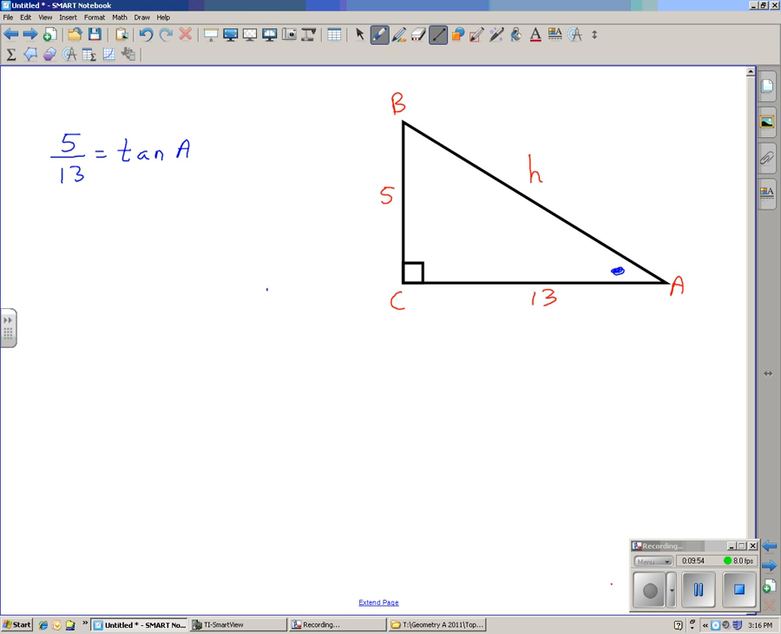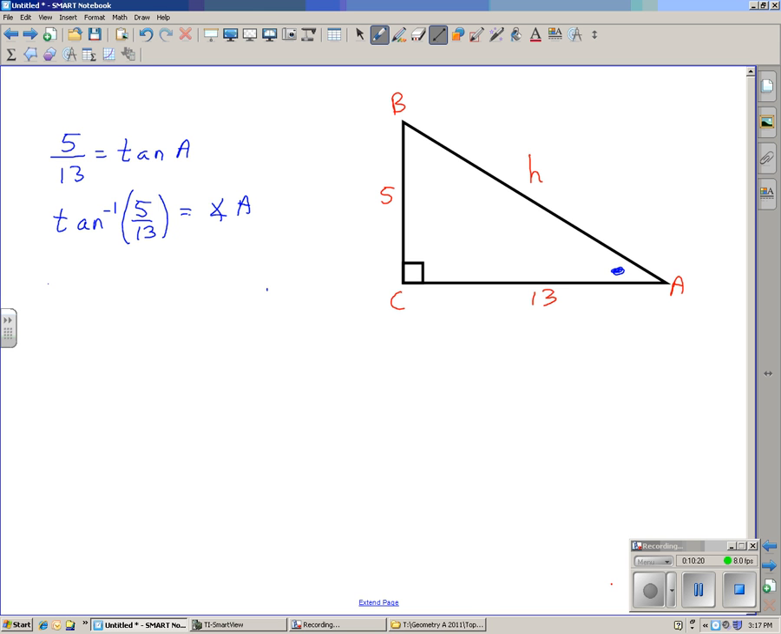Okay, well, the way you write this down is the inverse, or the way of undoing, taking the tangent, is to take what's called the inverse tangent. And on your calculator, it looks like it's got a -1, but it's not an exponent. It just means inverse. So you write it down like this: the inverse tangent, and you say the inverse tangent of 5/13 is equal to angle A.